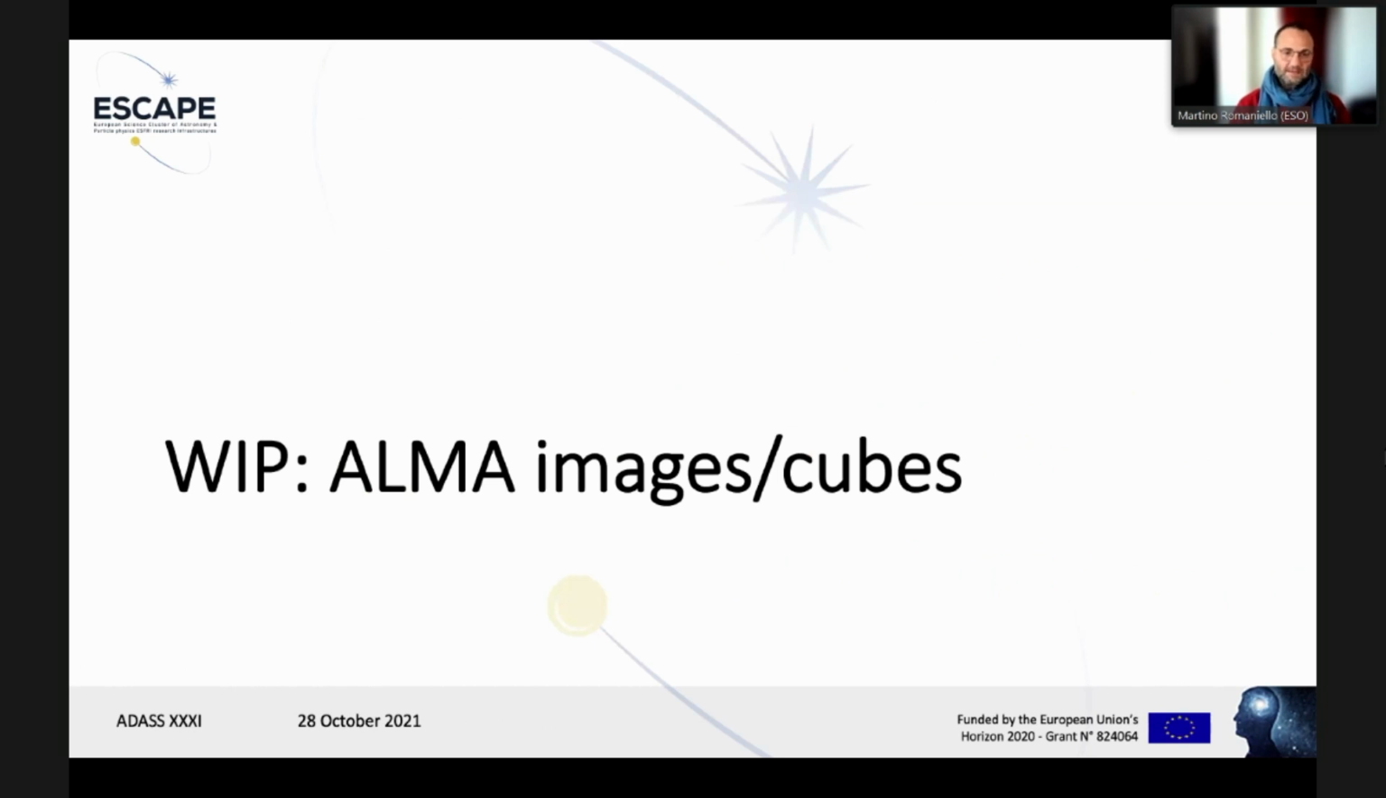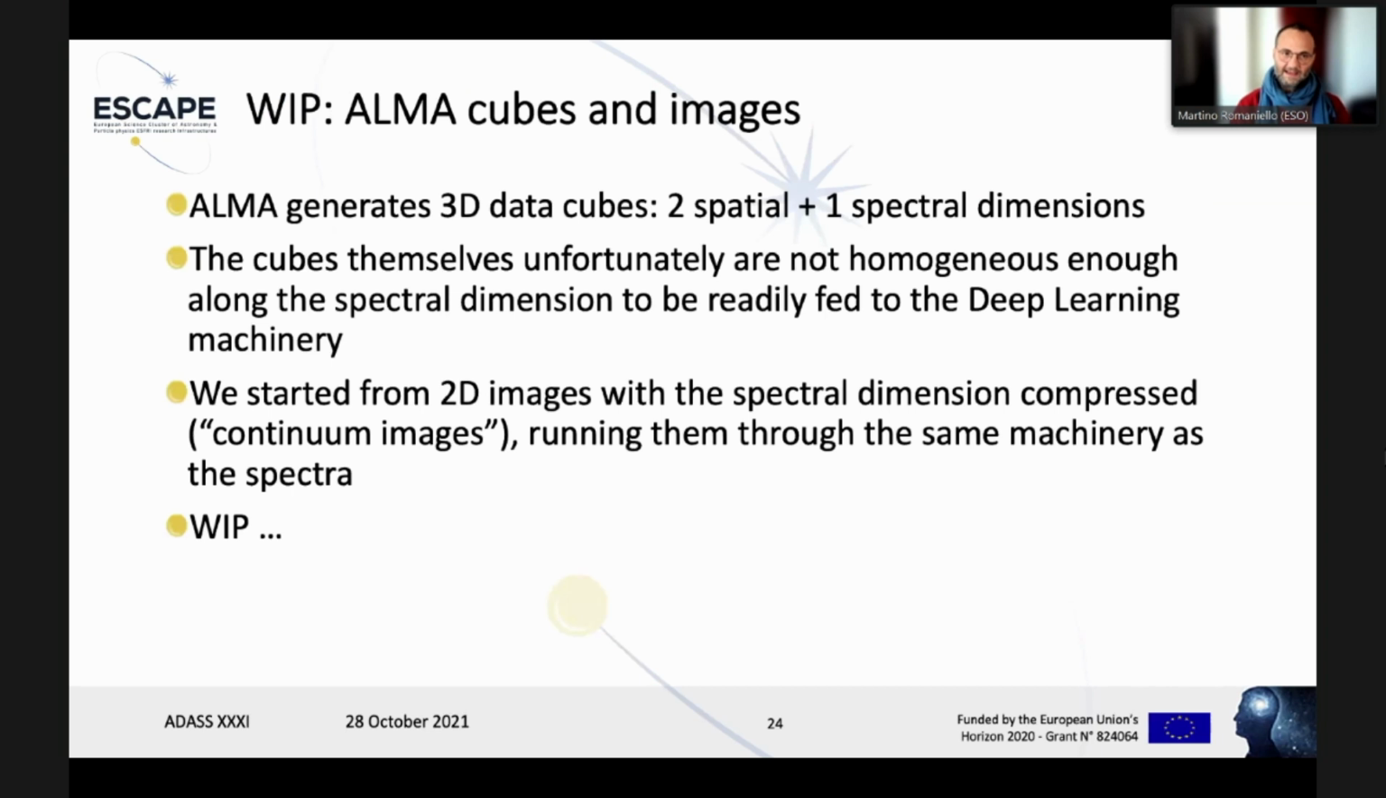Last couple of things. ALMA, we've moved to the next data type. ALMA, this is an array, a radio telescope, millimeter and sub-millimeter, generates 3D data cubes, 2 spatial dimensions and 1 spectral dimension. What we want to do is to analyze the cubes as they are, 3D. But as a first step, they're not homogeneous enough to expose them to the machinery directly. So we started with 2D images, collapsing the spectral dimension, and we're running them through the same machinery as the spectra, and this is a work in progress.